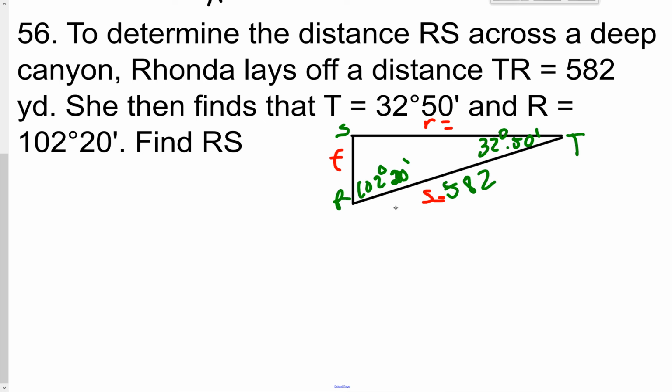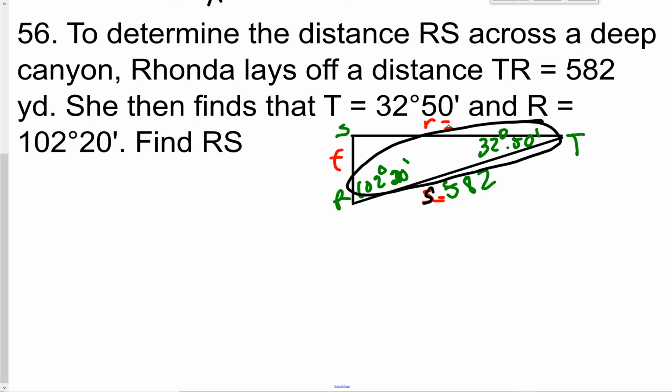So law of sines, what two sides am I given? I'm not given two of the same thing, right? I'm trying to find little t, which is RS, but I'm not given that, or I'd be done. I'm given little s, but not given angle s. But I do know two angles of a triangle. So can I find out the third angle?